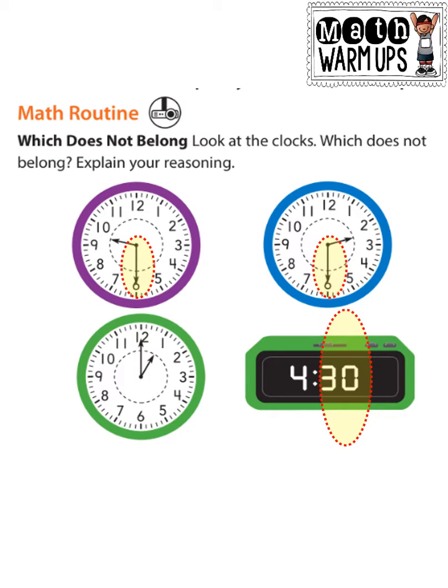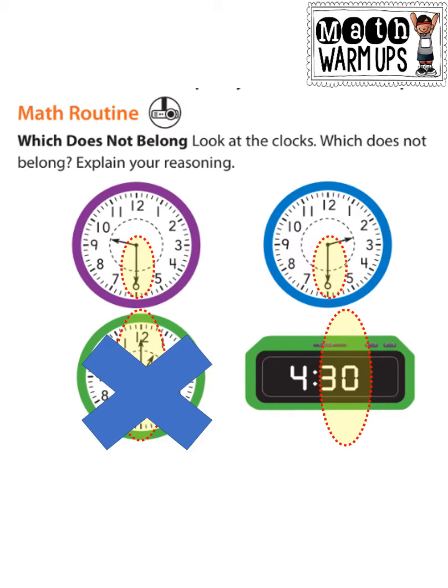So what's different on this green clock? Looks like nothing's pointing at the 6, and instead the minute hand is pointing at the 12. So I would say that this green analog clock is the one that doesn't belong because it is not showing half past or half hour. This is the clock that does not go.